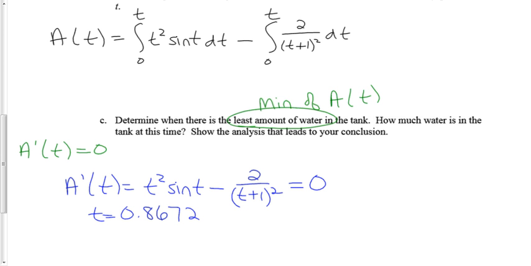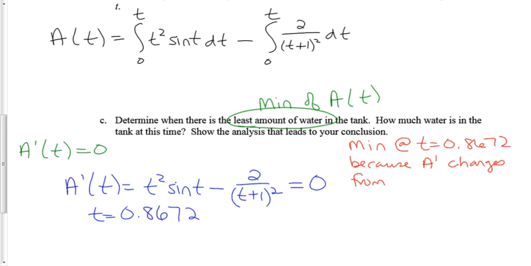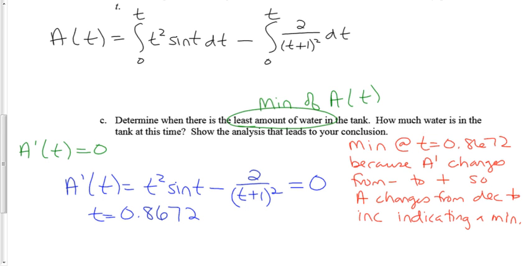So now it says determine when there is the least. So I checked for the sign change of the derivative. This is a min at t equals 0.8672 because the derivative changes from negative to positive. So A changes from decreasing to increasing, indicating a min. Okay, so that's that part of the analysis leading to your conclusion.